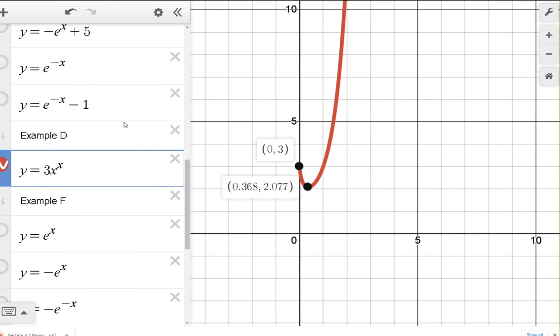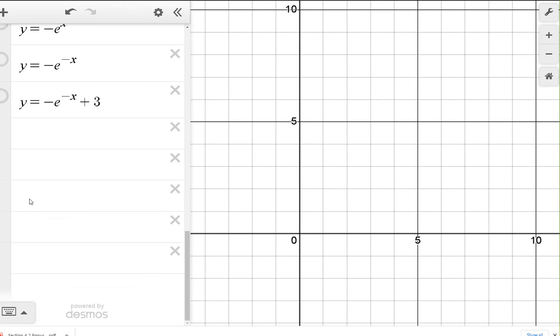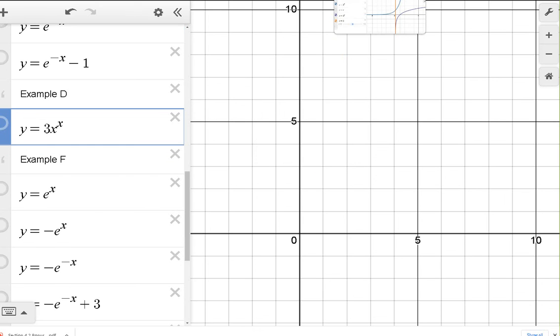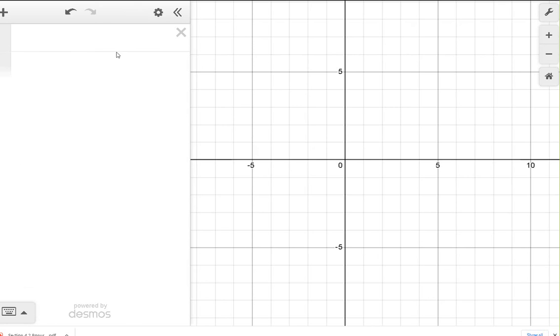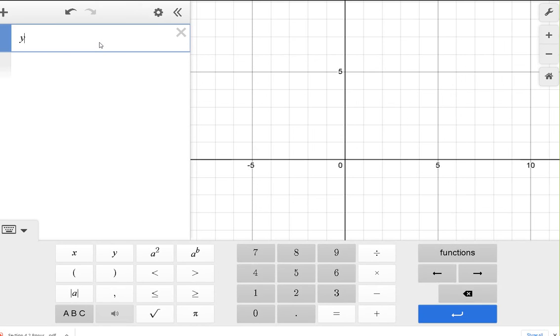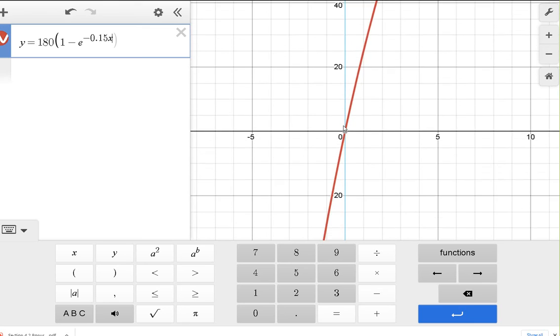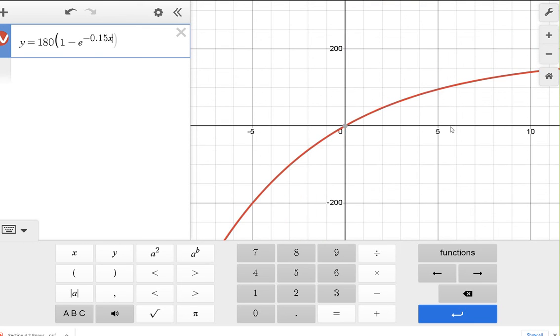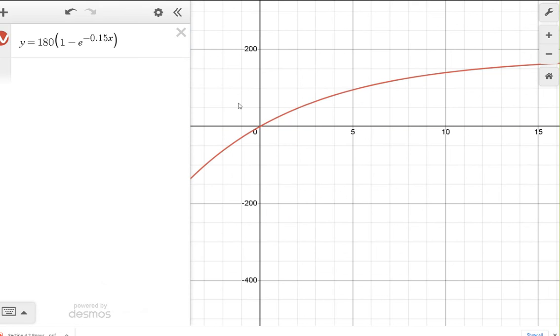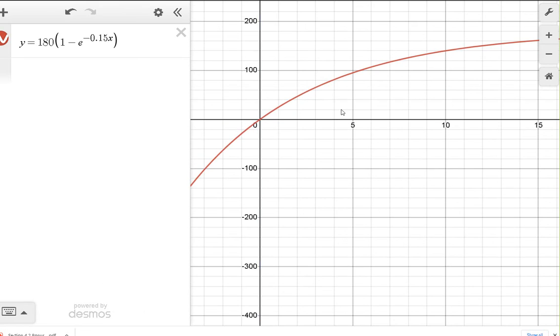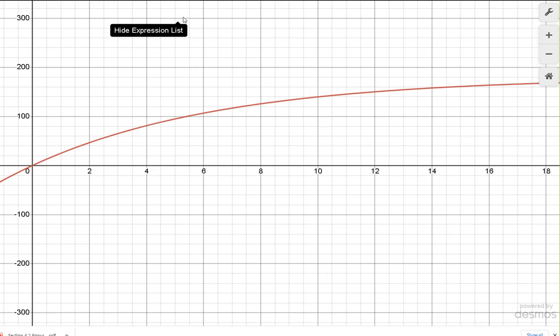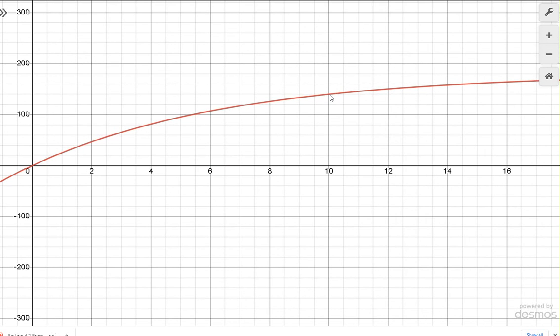If you look at the function, its graph is kind of interesting and revealing. And let's see, do I have that one graphed here? No, I'll graph it here. Y equals 180 times 1 minus e to the negative 0.15 times x. And let's see if I can rein in that graph a little bit. Your velocity does get faster and faster, but it's to a point.